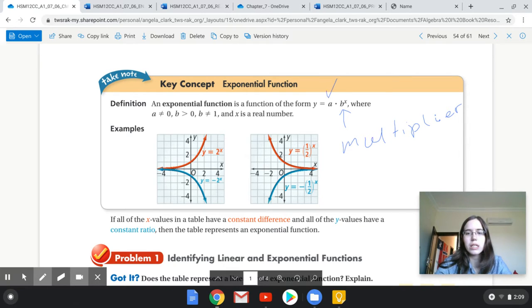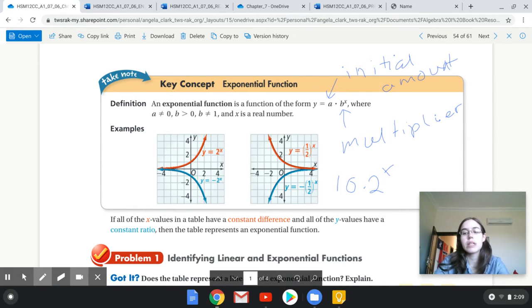This a here is the initial amount. So in word problems, if it says I started with $10 and then it doubled every day, right? Then A would be 10 because that's how much I started with. I started with $10 and then it doubled every day. So it got multiplied by 2 every day. So 2 would be my B. So I have 10 times 2, and then X would be the number of days.